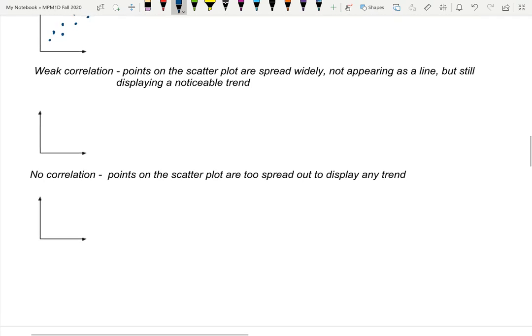And then a weak correlation is that the points seem to still be moving in the same direction. Like my points right now, they do seem to be moving in a positive direction, but they don't seem to be displaying a noticeable trend. And no correlation means that our points are basically scattered and we can't determine if there's any sort of trend, if there's any sort of direction that the points are moving towards. If it's a positive or negative relationship, we can't tell.